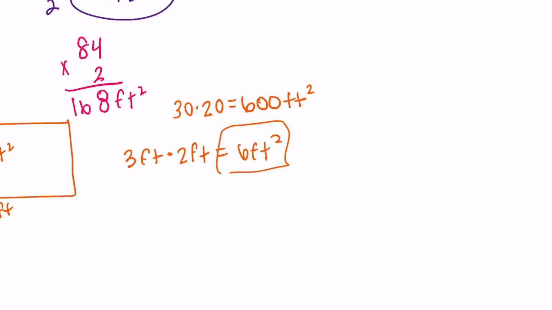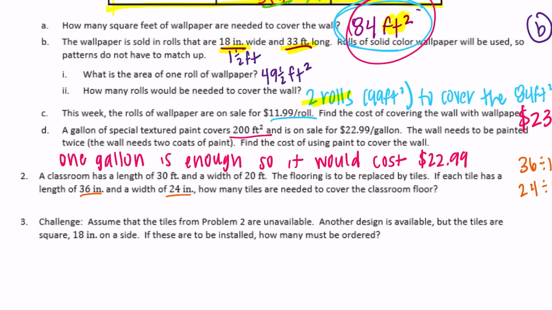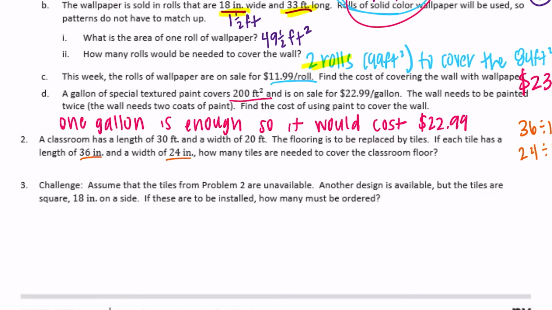So what I'm going to do is just do 600 and divide it by the 6. And 600 divided by 6 is 100. So we would need 100 tiles to cover the area of the classroom. So we need 100 tiles.